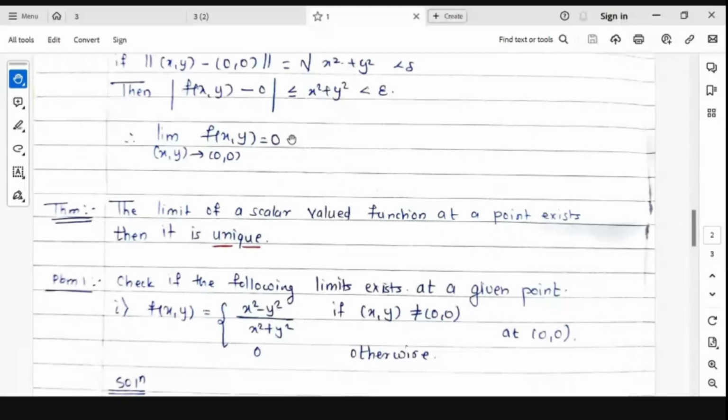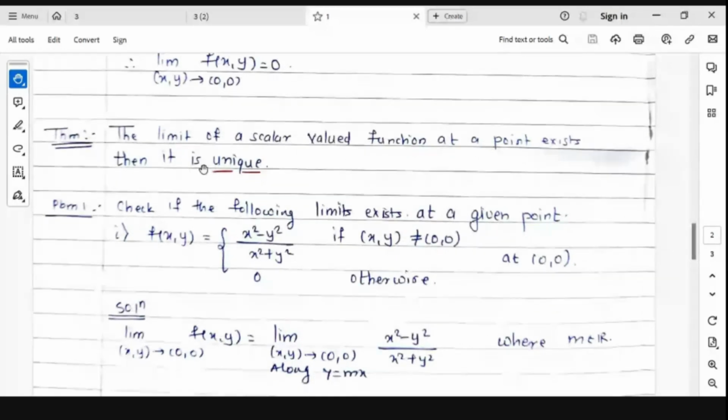So this example just shows how to apply the epsilon delta definition in this particular example. Now there is a result which talks about the uniqueness of the limit. If the limit of a scalar valued function exists, then it is unique.